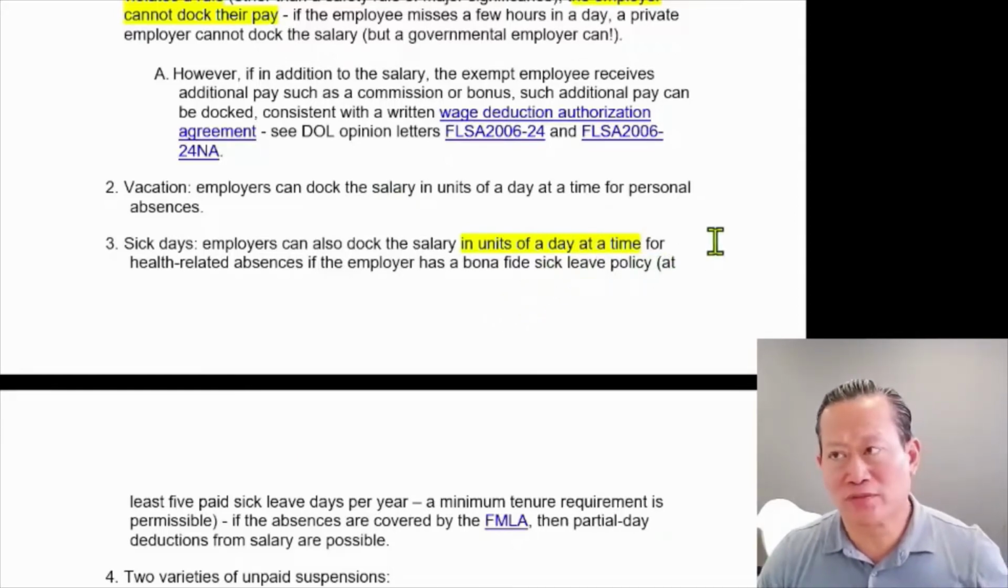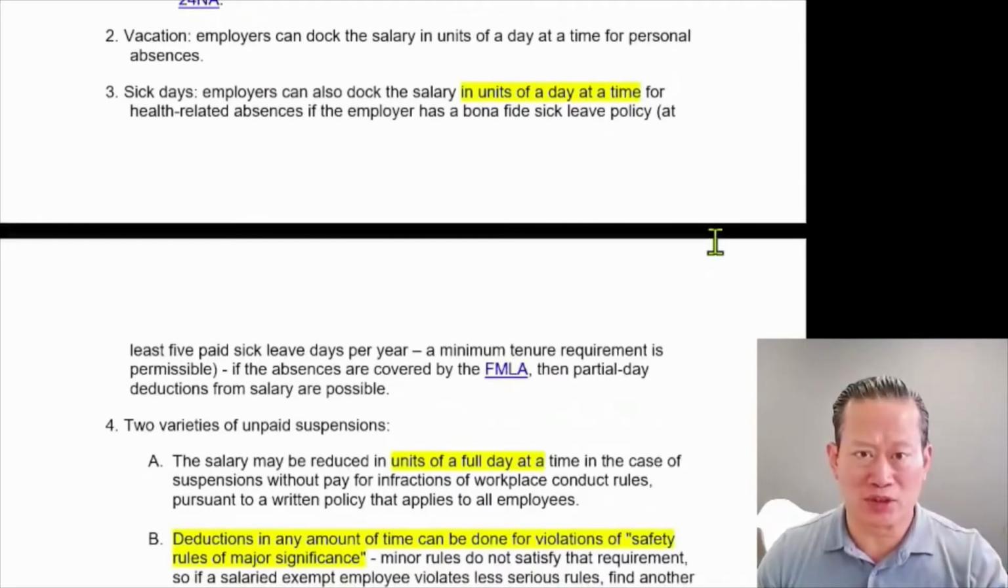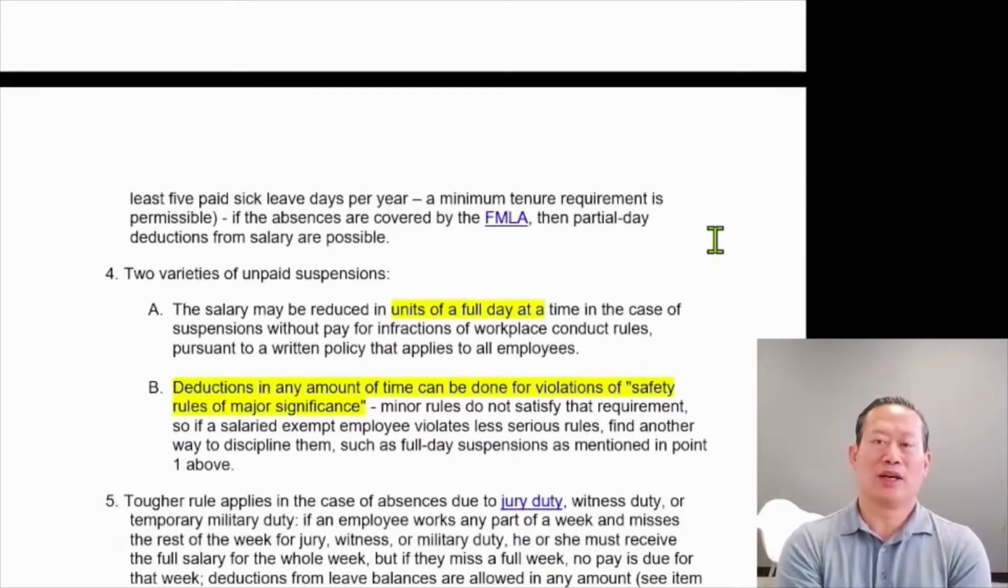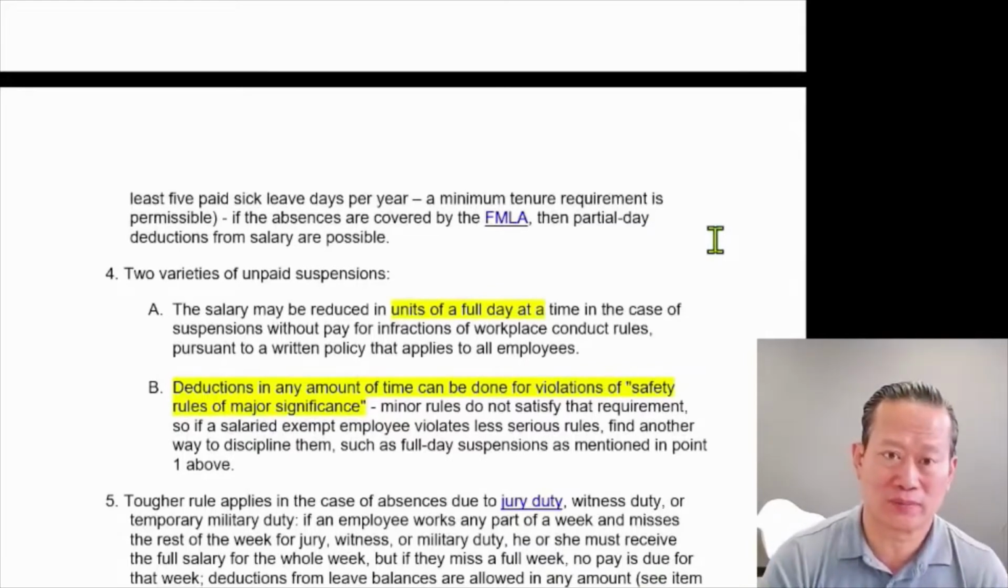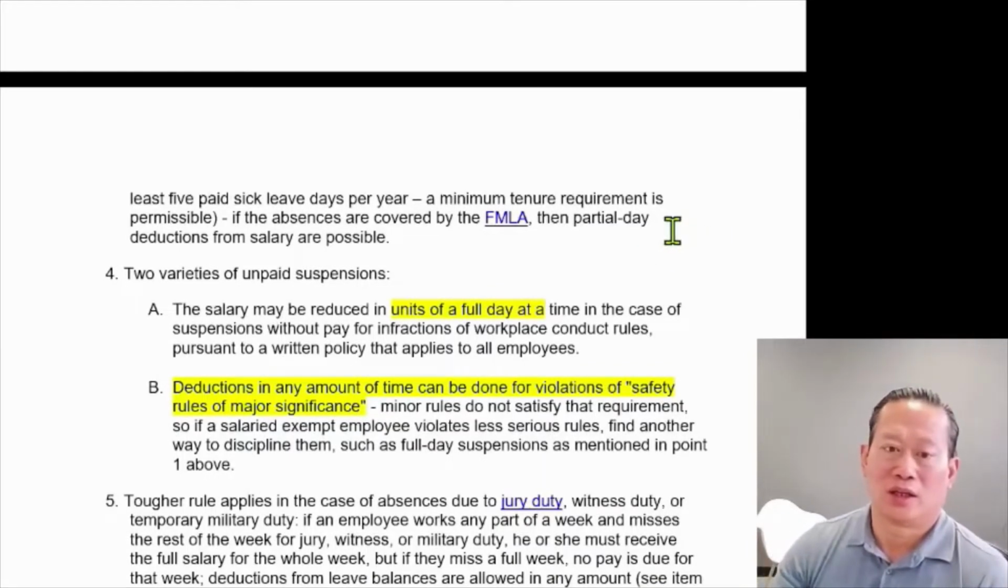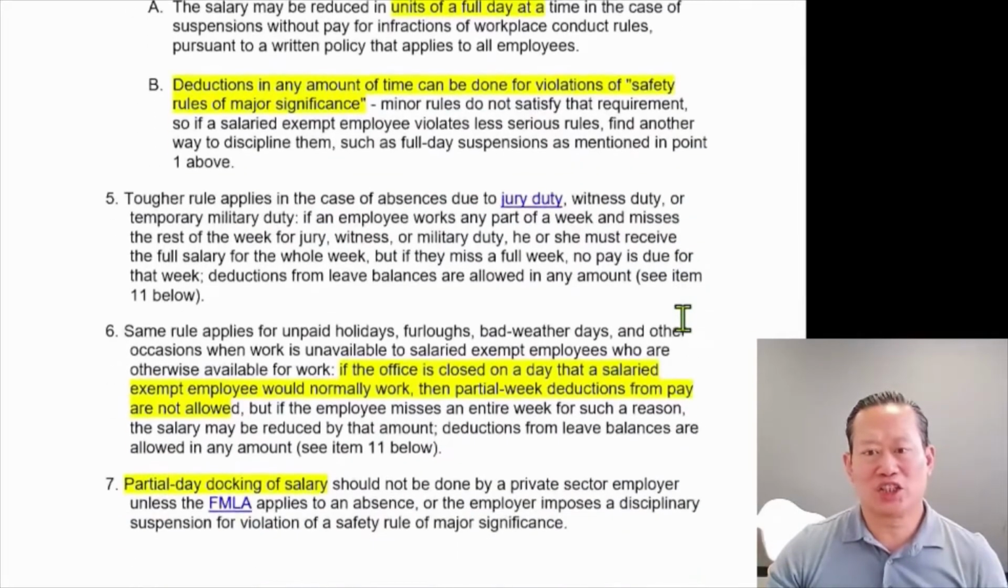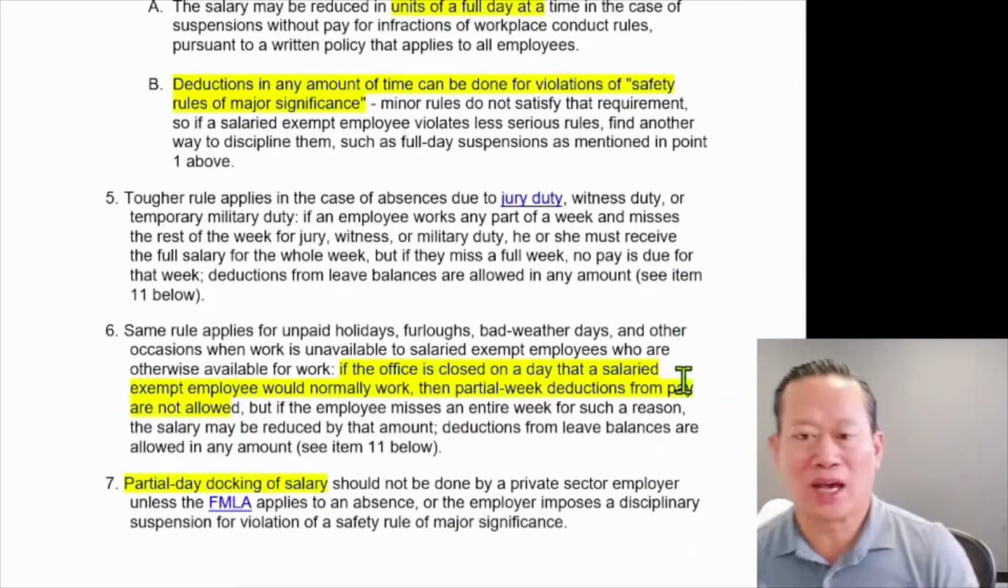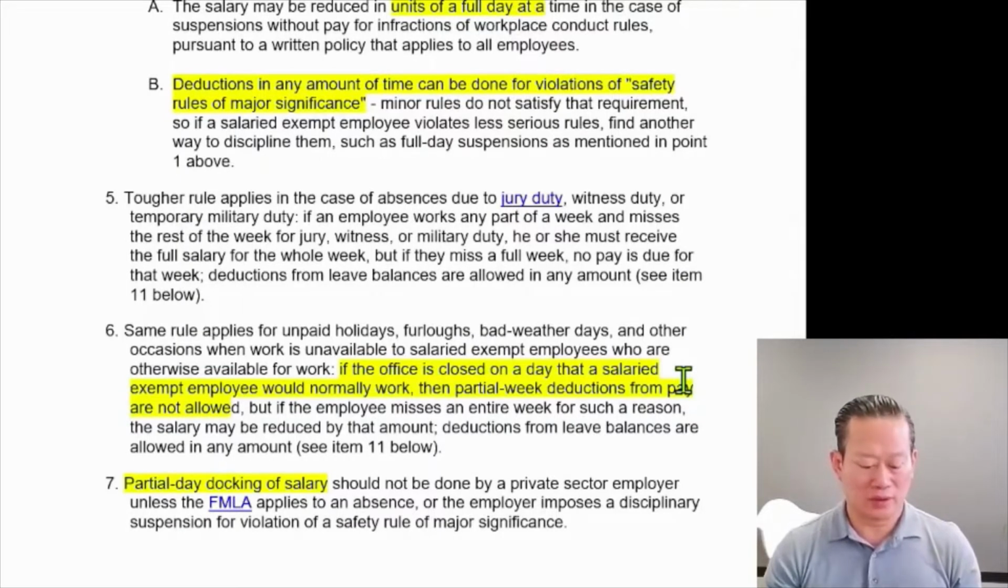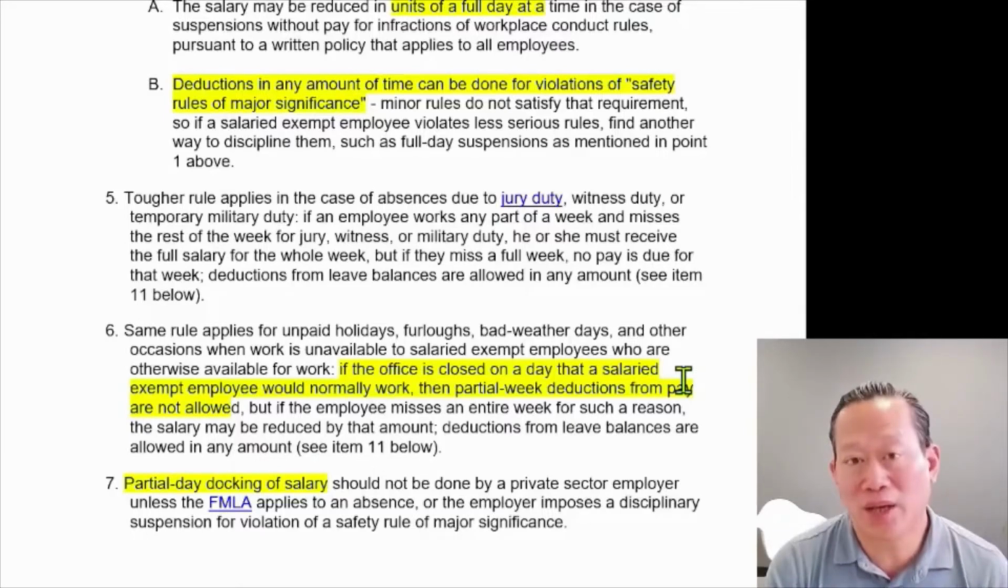You can make deductions for employees for personal absences. You can make whole day deductions for sick days. Let's talk a little bit about vacations and holidays, bad weather. So in the event of a holiday, bad weather, or other occasions where work is unavailable at the office and the office is closed, but the employee is able to work if they typically can and want to work, then you cannot make deductions for that.